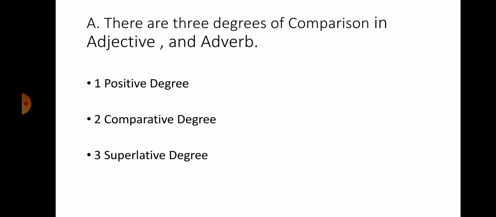Today we'll be discussing the degrees of comparison. We have learnt in our previous classes that there are three types of degrees: positive, comparative, and superlative. Since we have already learned, there are three degrees in comparison. We compare with two of them, that is the adjective and the adverb. With these two, adjective and adverb, there's a comparison. We compare it into three stages.